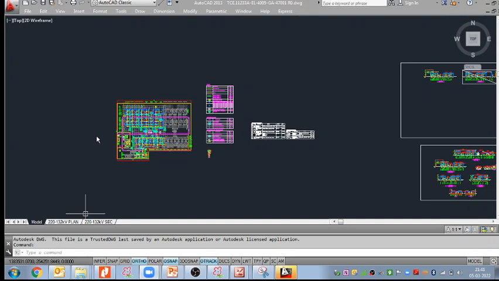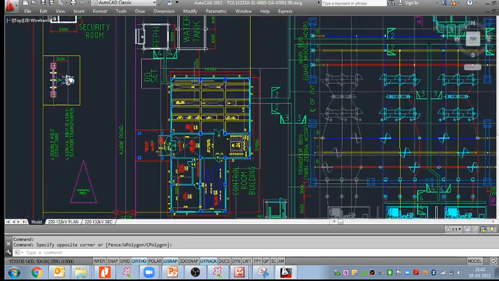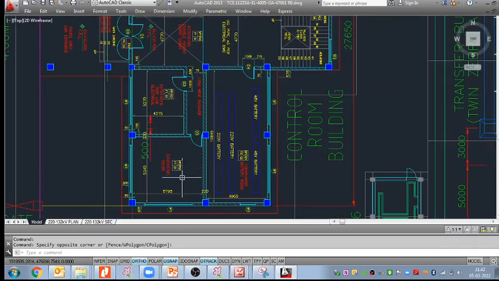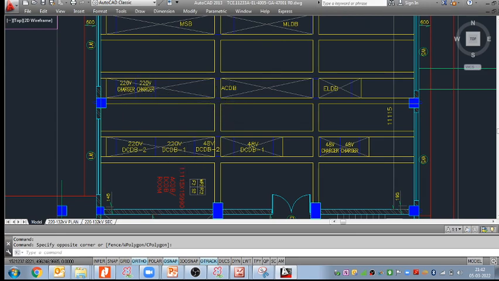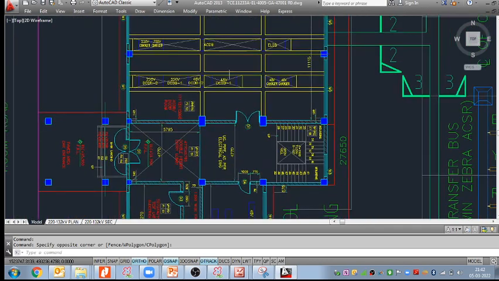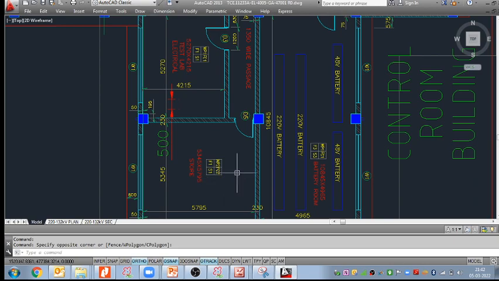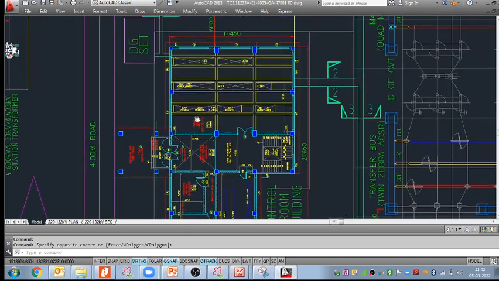Okay. Yes, Rahmatullah. So here we can see one AutoCAD electrical layout, and this is my control room building. Here we have placed all the panels: 220 volt AC DB, LTP. We'll come to that later in this drawing. And here we have placed some other panels, test lab.